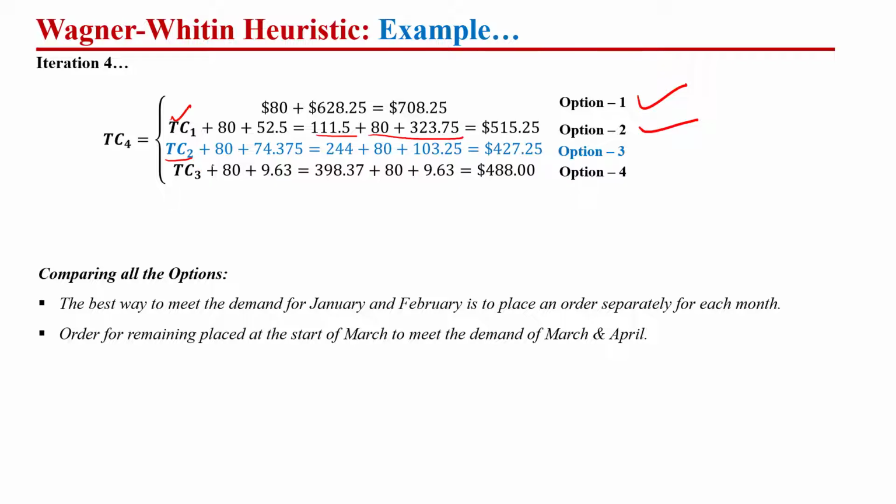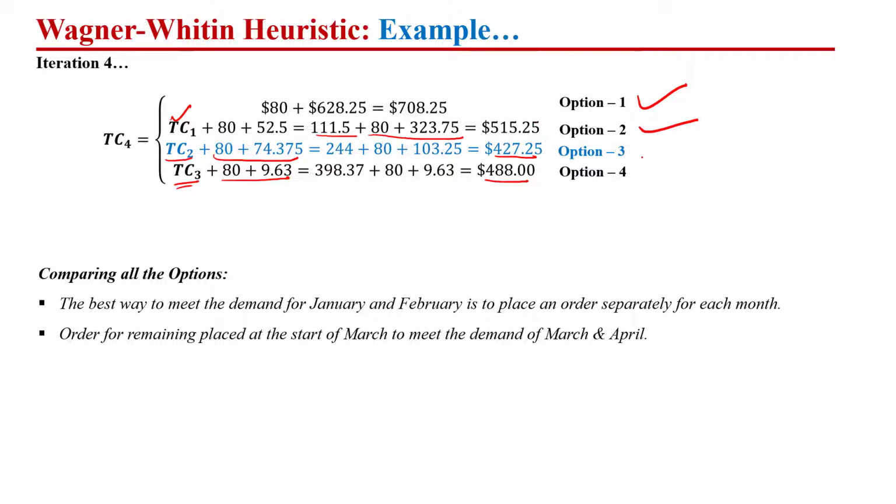This was the total cost for January as well as February, and now this is the total cost for March and April, that is this one. This is the total cost till March, which means January, February, and March, that we have decided till iteration number three. And this is the total cost for the month of April, that is this one.